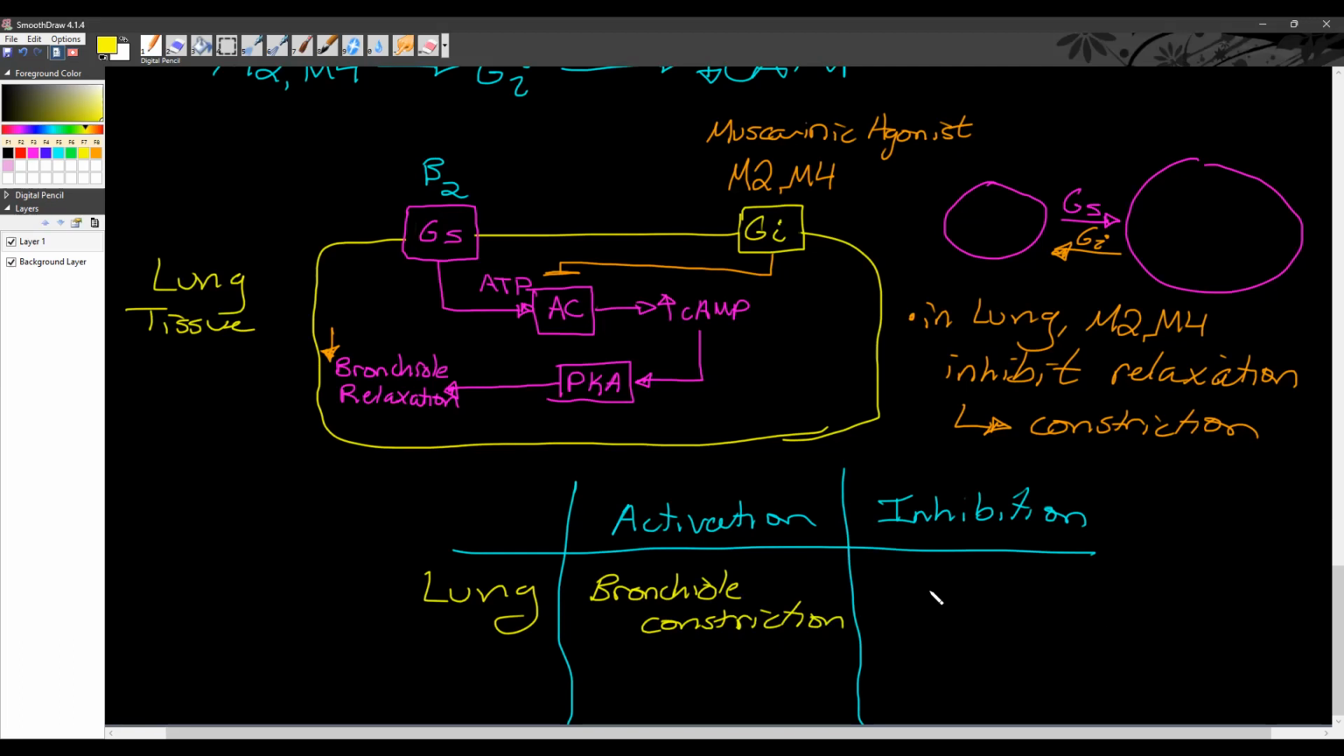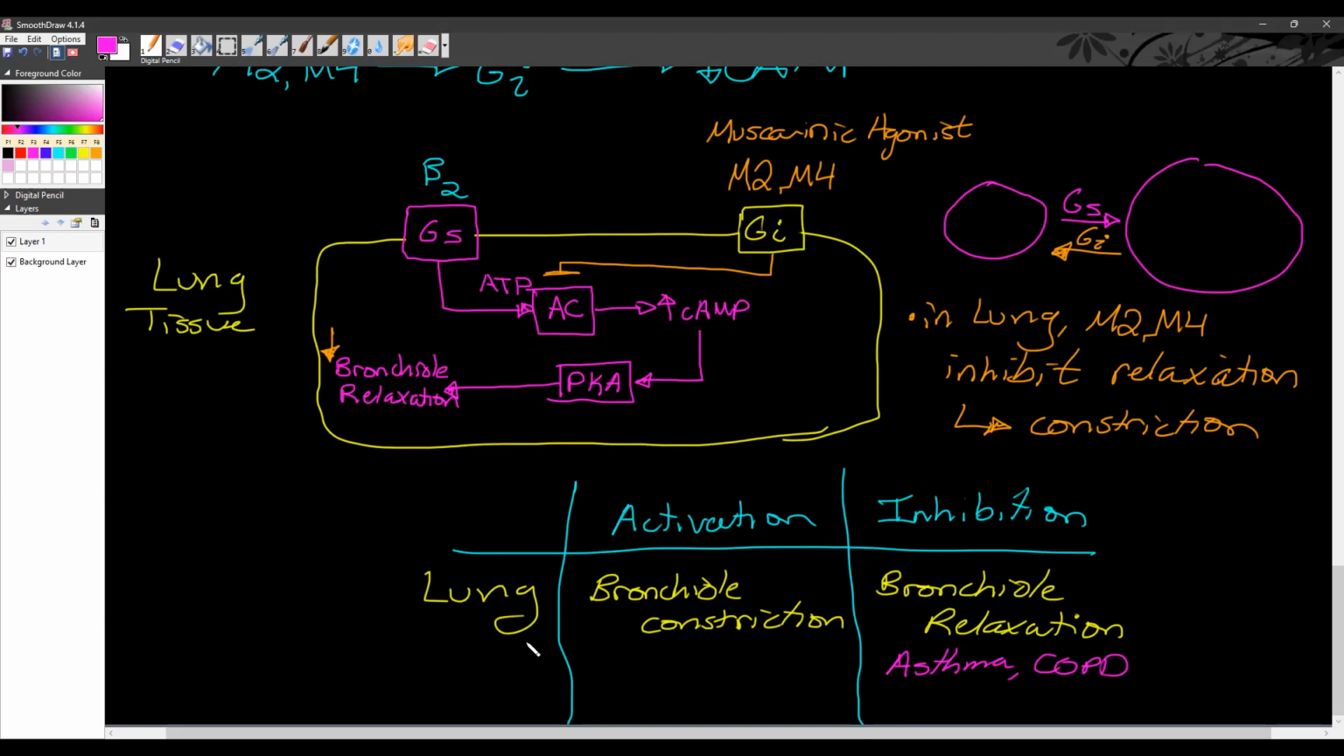Whereas inhibiting the muscarinic receptor is going to cause bronchial relaxation. Is there a condition where we would ever want to relax the bronchioles? Asthma, COPD, emphysema, all your airway diseases.